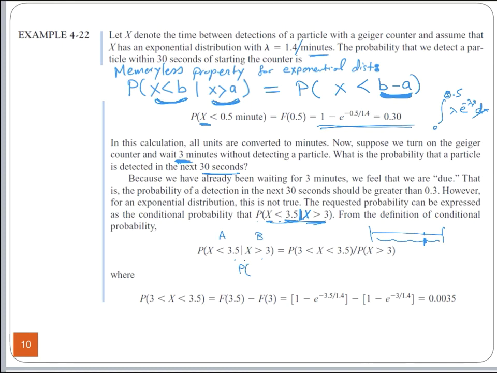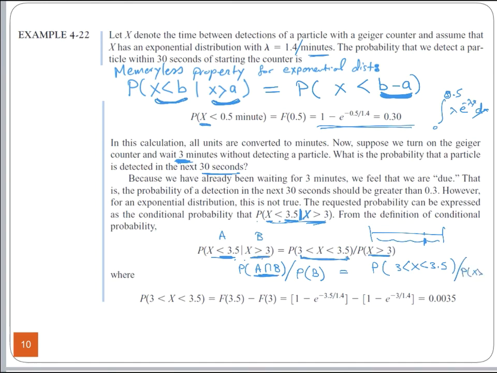So we can write this probability as the probability that x is less than 3.5, given that it's greater than 3. How do you calculate this? Use the rule for the conditional probability. The probability of A given B is equal to the probability of A intersection B divided by the probability of B. Now, A is x less than 3.5, B is x greater than 3, so the numerator becomes the intersection, x greater than 3 and less than 3.5, and the denominator is the probability that x is greater than 3. So basically, this is how we get this formula.